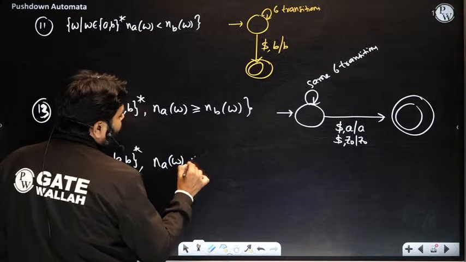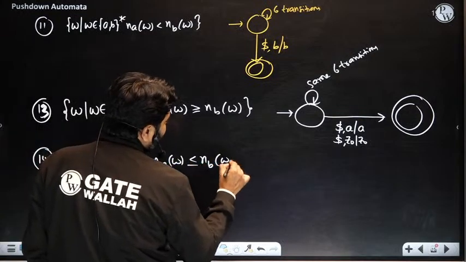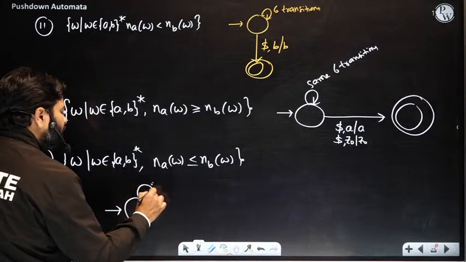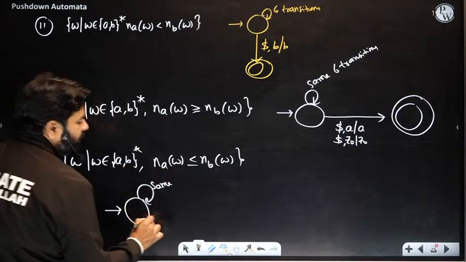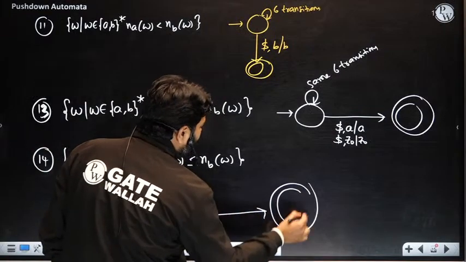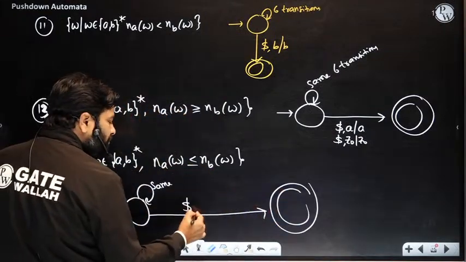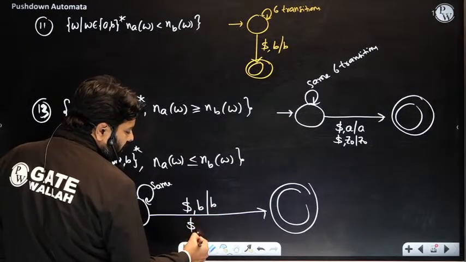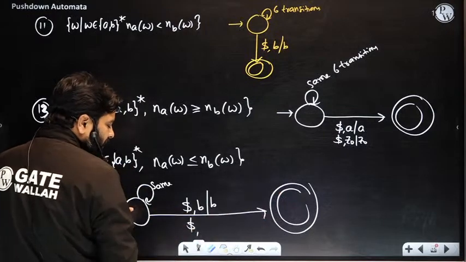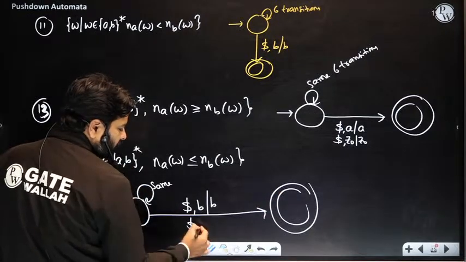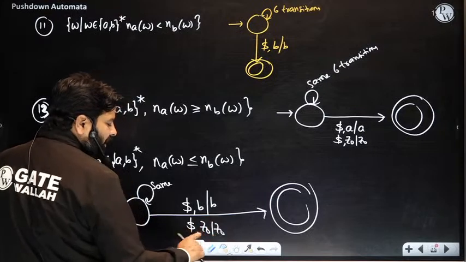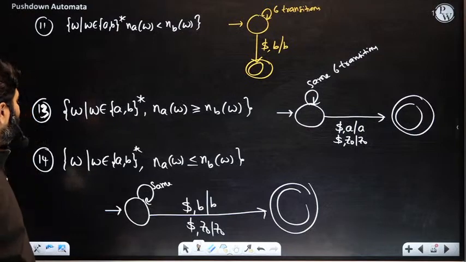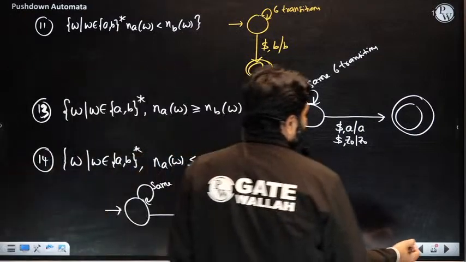Number of a's of w less than or equal to number of b's. Now what do you do? Same 6 here. But this one to go final, who is more? B is more. Dollar b slash b. The other possibility is equal. Equal means dollar comma same edge, because there are 2 transitions here. One is to cover equal, the other is to cover the more b's. That's all we have. And the 12th one, that we missed, right?